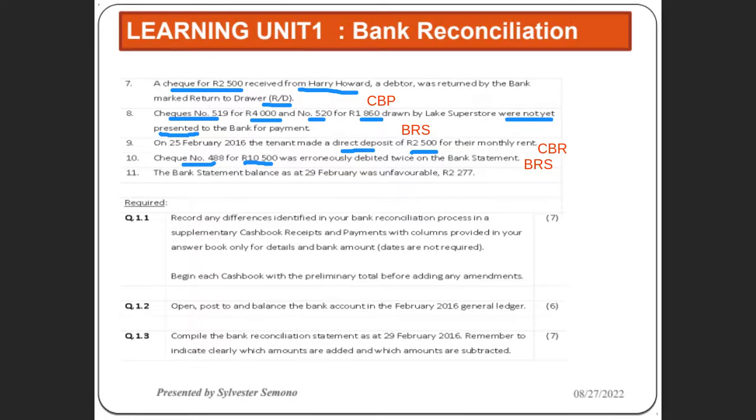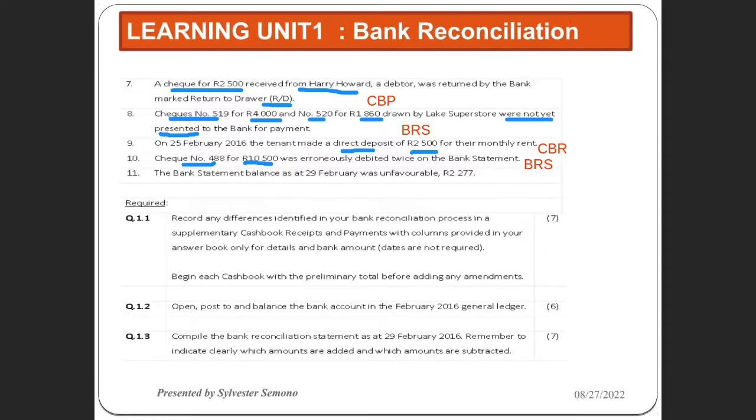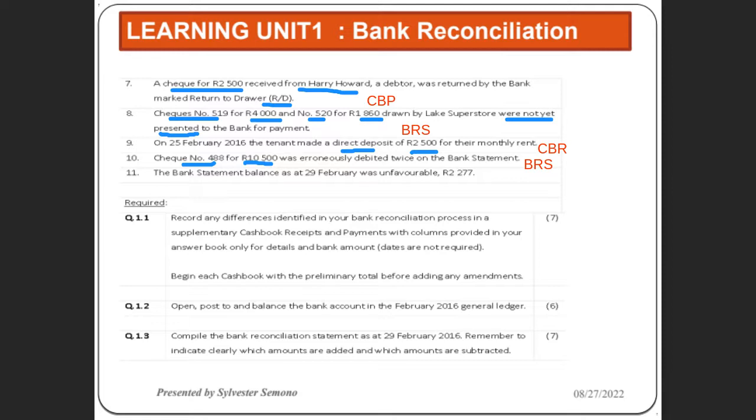Now, at number 11, they say the bank statement balance is at 28. This is important. At the end of our month, they said we had the bank statement balance and the balance was unfavorable. And that unfavorable amount is how much? 2277. Obviously, we can't record it in the CBR or CBP. So whenever you see the bank statement balance, just know that you always record the balance in the BRS. So the bank statement balance will always go to the BRS. So that is the balance that we're going to use by the time when we open the bank reconciliation statement.